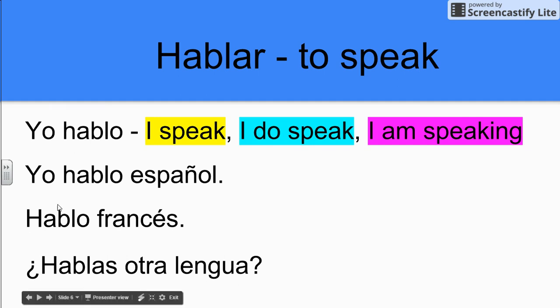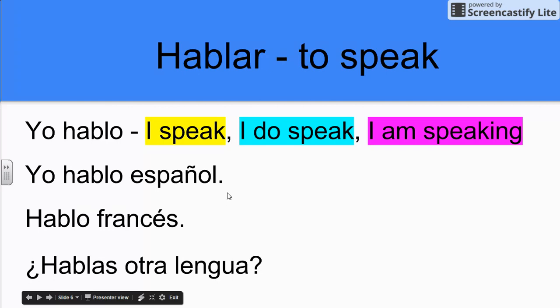For the Spanish speaker, that one single conjugation, hablo, means all three of these things that we would use in English. Hablo francés. If you notice, because I already see that the verb ends in an O, I can tell that it's yo, so I don't have to include it every single time I use it. You can include it, or you can leave it off, because the verb ending itself makes it very clear who the speaker is. Yo hablo, hablo, the same exact thing.